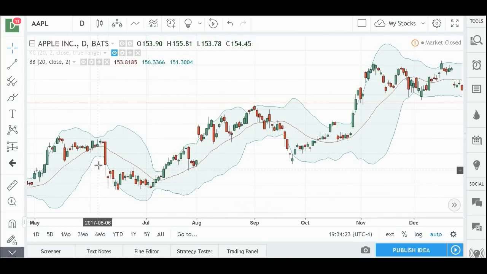What I do like about the Bollinger Bands is that you can use them as a buy and sell signal if you want to. Some people will buy a stock when the price closes below the band, the lower band, and then other people will not buy until it not only closes below the bottom band, but they'll wait until it then goes and closes above the lower band. That's another way to do it.